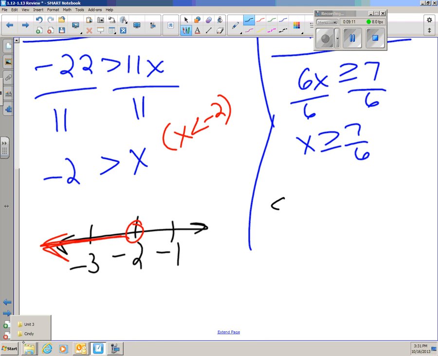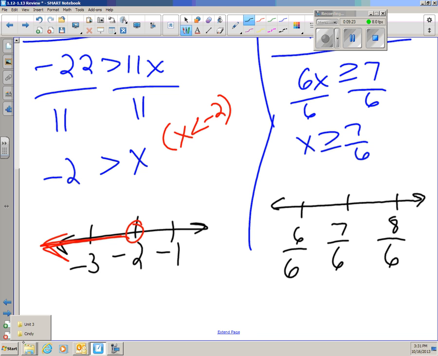When I go to graph it, not a big deal. Here is 7/6. To the right of 7/6 is 8/6. To the left of 7/6 is 6/6. It's fine to keep your number line like that. It doesn't matter that you're not simplifying 6 over 6. I'm not looking for mixed numbers. I'm looking for whole numbers. Just know that x has to be greater than or equal to 7 over 6. Closed circle on 7/6, and everything to the right is greater than that.